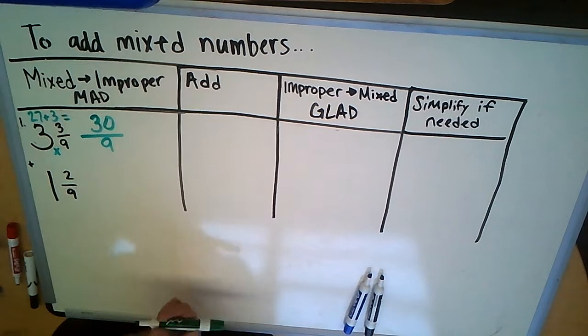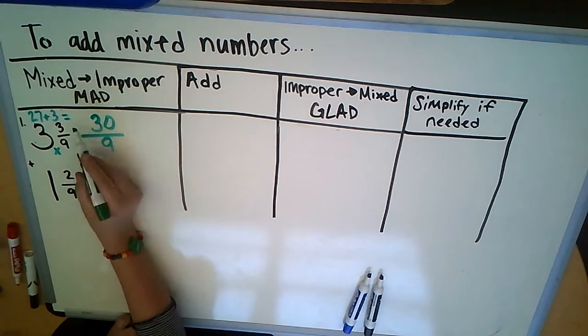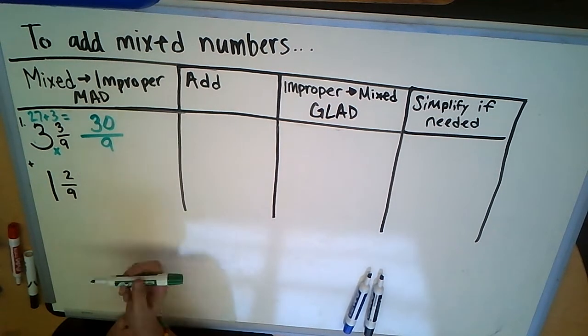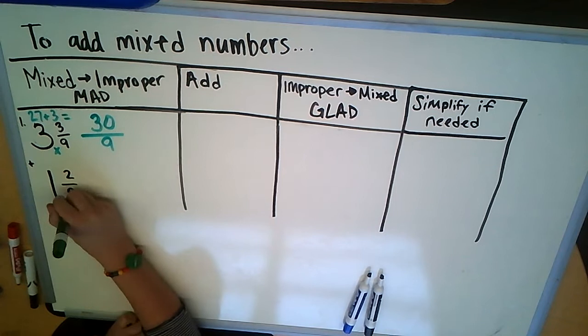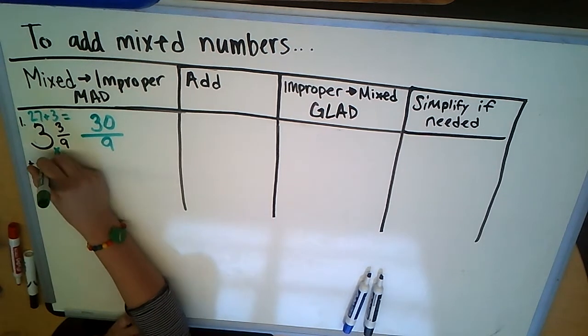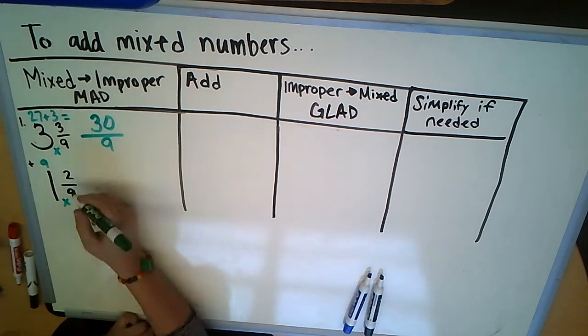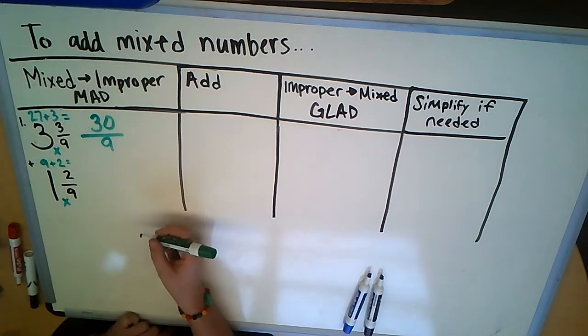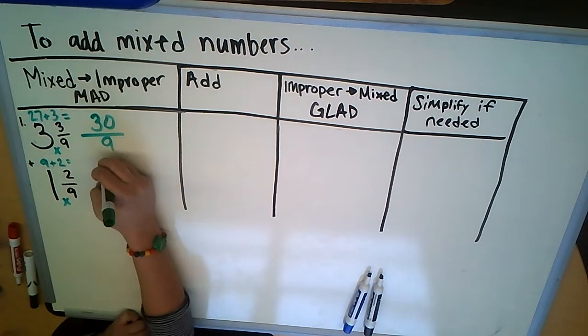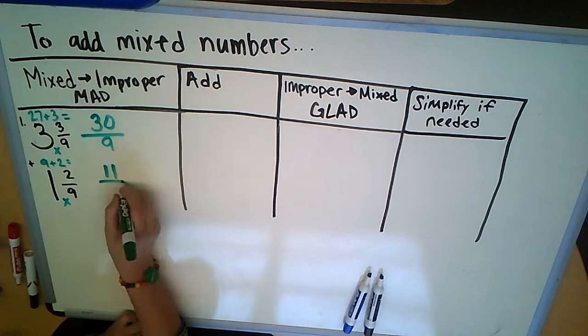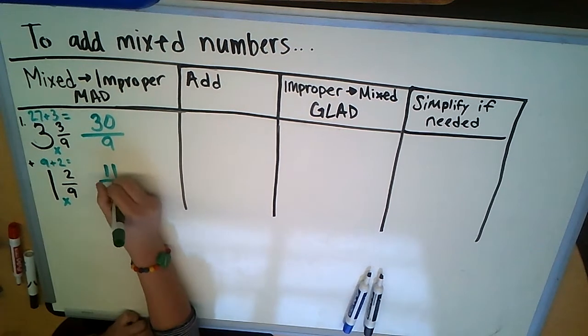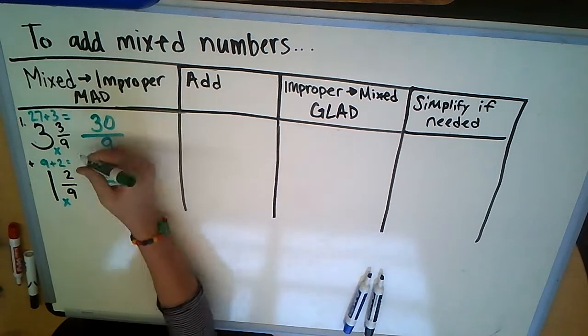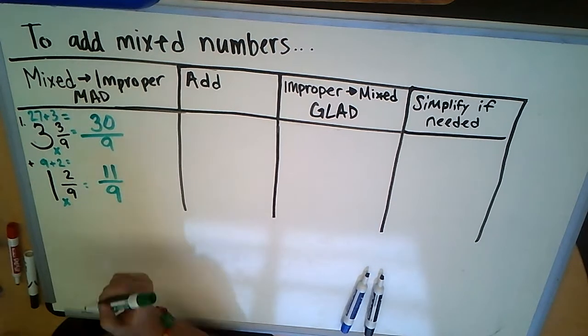Okay. The next one, same steps. Multiply, add, denominator stays the same. 1 times 9 is 9, plus 2 equals 9 plus 2 we know is 11, and the denominator stays the same. So these are equivalent fractions we have right here.